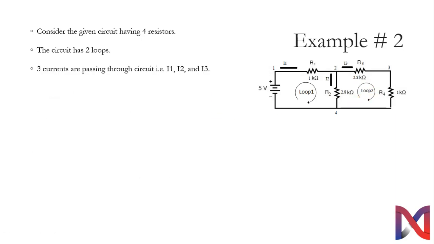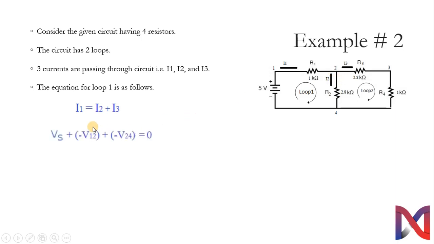There are 3 currents passing through the circuit, that is I1, I2 and I3. First of all, we need to find out the equation of loop 1. For that, we have our currents. So here I1 is equal to I2 plus I3 because I1 is dividing into 2 paths, I2 and I3. So we have I1 is equal to I2 plus I3.